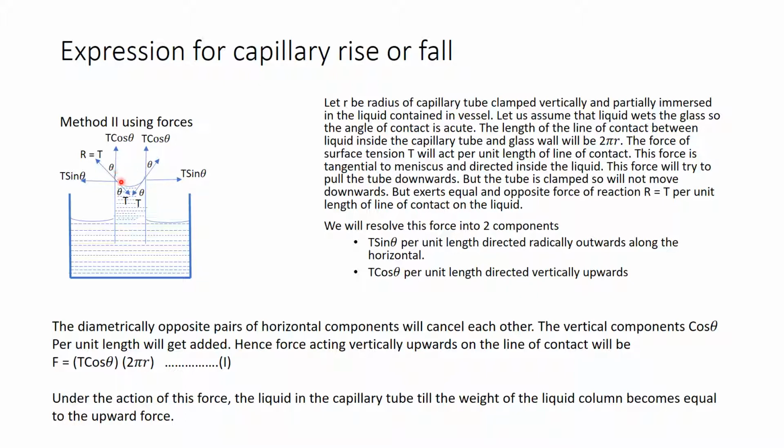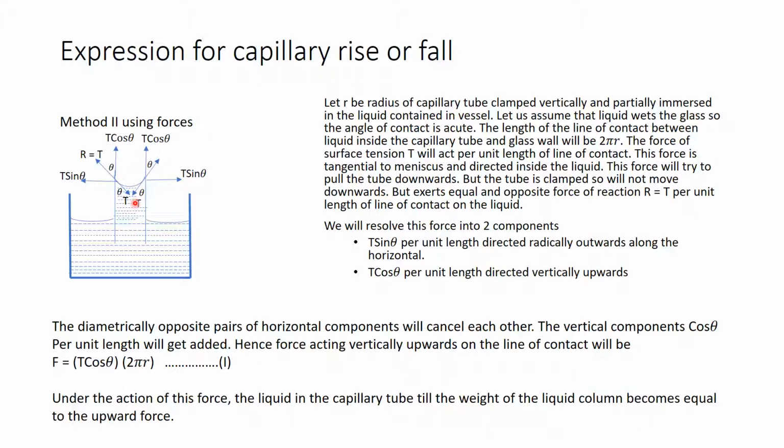Now this force is tangential to the meniscus and it is directed inside the liquid. Okay. Now since it is directed inside the liquid, what will happen? It will try to pull the whole capillary tube downwards. But will that capillary tube be able to move in the downward direction? It will not be able to move. Why? Because we have clamped it. We have fixed it, right? And therefore, what will happen?